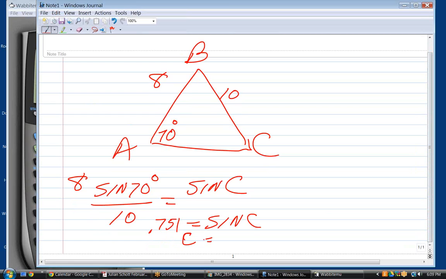Take the inverse sine of 0.751. You can probably take the inverse sine and get the answer exactly, but we don't need it exactly. Okay, so inverse sine of 0.751. Whatever this answer was, that's what you want to take the inverse sine of. 48.677. Okay, I'm going to round it off to 49, just for our purposes. It makes it easier to understand. Round them off.